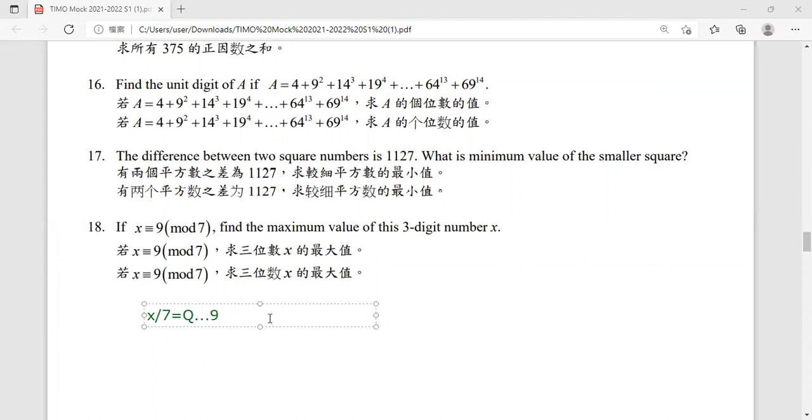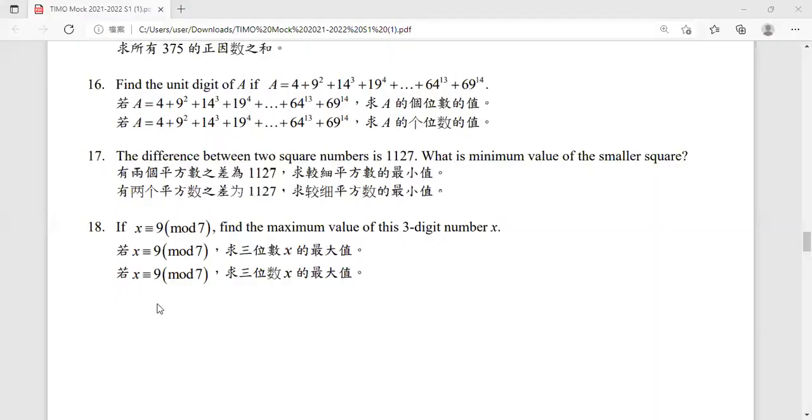So actually, you can do something like x equals 7q plus 1 and remainder 2. So 8. Oh, sorry. Wait. I'll show you again. So I can do something like this. It's actually equal to 2 mod 7.